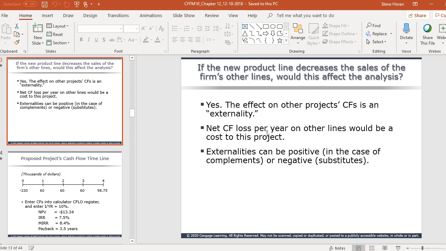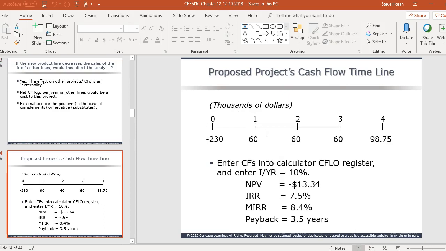So they can be complements or substitutes. We have to keep that in mind. We don't know. They haven't really told us with this project what the situation is. But I need to take those into account. If I believe I've got either a positive or a negative externality, I do need to take that into account with my calculation.